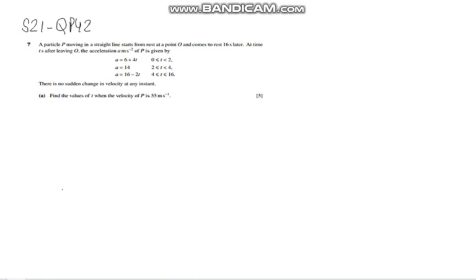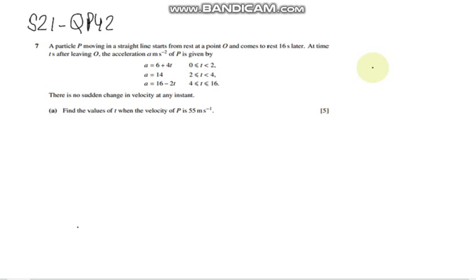So question number 7, summer 21, says that a particle P moving in a straight line starts from rest at point O and comes to rest 16 seconds later. At time t seconds after leaving O, the acceleration a of P is given by three expressions. It further says that there is no sudden change in the velocity at any instant. Find the value of t when the velocity of P is 55 meters per second. So let's check, where does the velocity reach 55 meters per second?